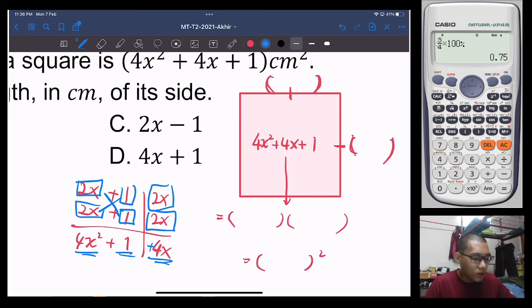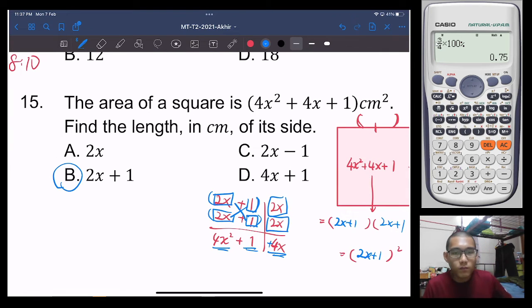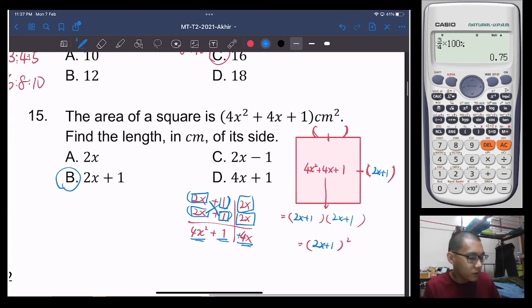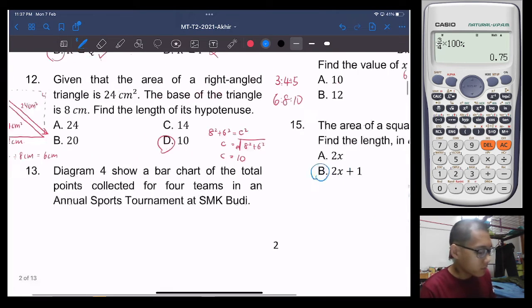This is positive. So we just choose this one, 2x plus 1 and 2x plus 1. That means our side length is 2x plus 1. So where's the answer? This one, 2x plus 1. Okay, so question 15 is like that. It's an application of how we use factorization to solve this question.